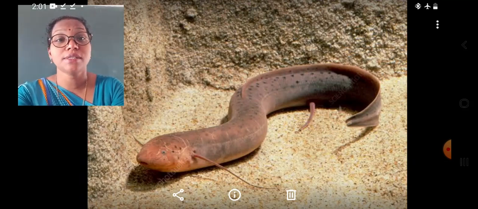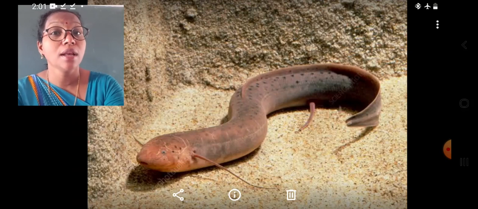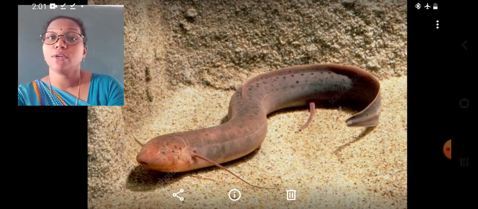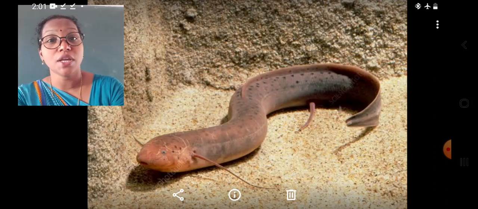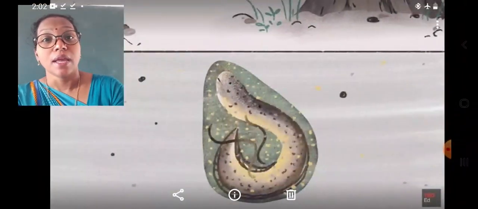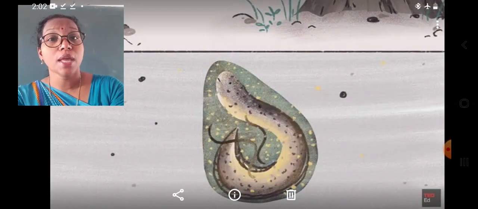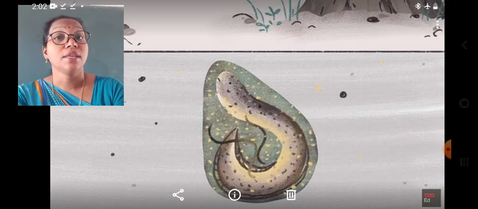Here the lungfishes make small holes or burrows in the soil. They make a covering around their body and sleep throughout the summer. When there is the rainy season, when there are favorable conditions, they come out of this hole and live normally in the water. Here you can see the lungfish make a hole underground and sleep there throughout the summer to escape from the severe summer heat.